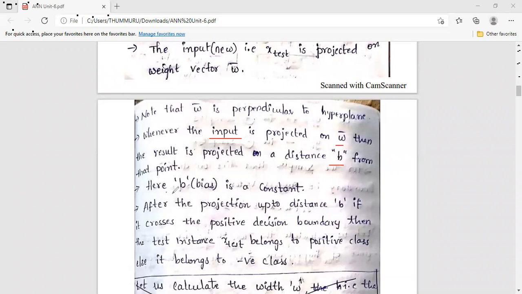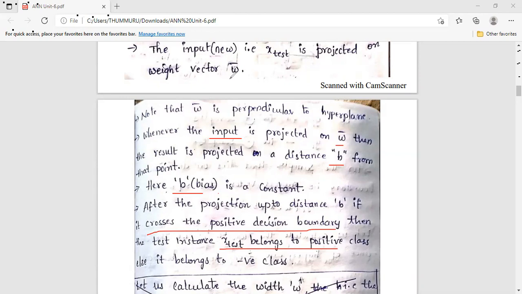What is B here? B is a bias with constant value. Okay, here we have taken the weight and the bias. By calculating the weight with the given input x test, and with that weight and bias value, by taking these three we can calculate the value. If that value crosses the positive decision boundary, then the test instance x test belongs to positive.